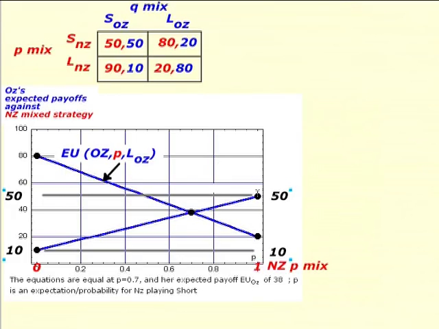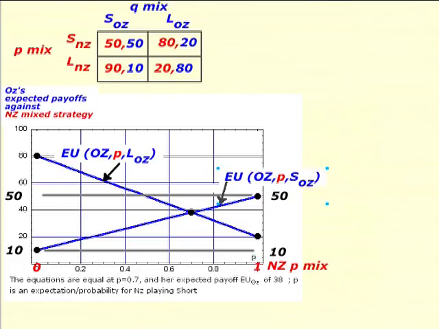So that's why this line over here, when red P is close to 1, New Zealand's PMIX is close to 1, Australia's expected payoffs are going to be close to 50. But as New Zealand's PMIX goes down to 0, or gets closer to 0, 10%, 20%, the chances are that New Zealand's going to be playing long, they're going to be defending short, and so they're much more likely to get 10 rather than 50, the weighted average drops down there. So this line over here is the expected payoff or expected utility to Australia, that's why it's in blue, against a PMIX of New Zealand when Australia plays short.